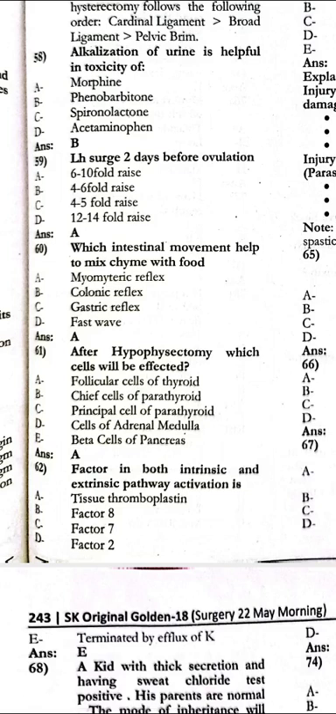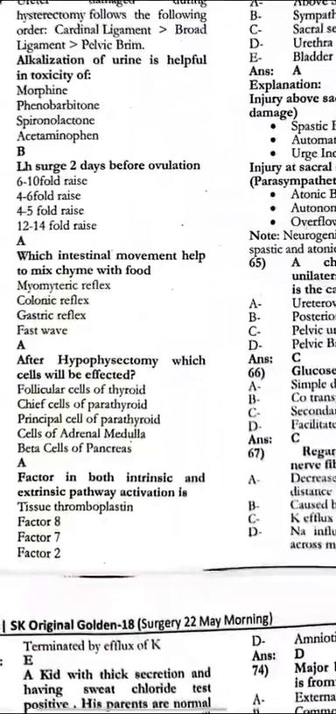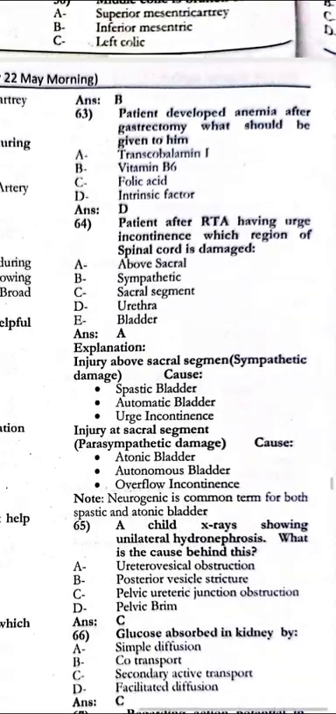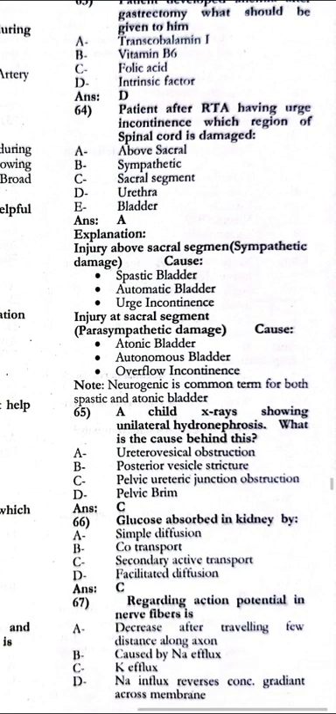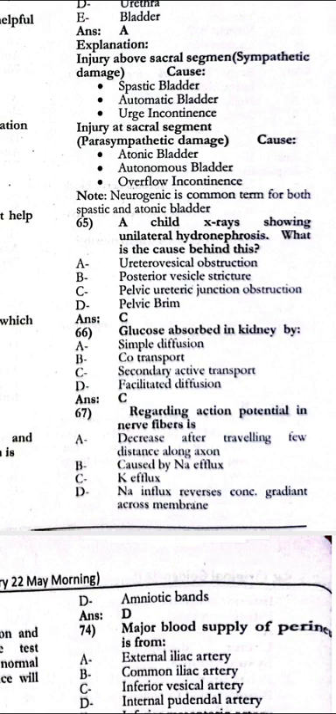After hypophysectomy, which cells will be affected? The follicular cells of the thyroid. The factor common to both intrinsic and extrinsic pathway activation is factor number 8. The patient developed anemia after gastrectomy. What should be given to him? The intrinsic factor. The patient after surgery has urge incontinence. Which region of the spinal cord is damaged? The above sacral region.